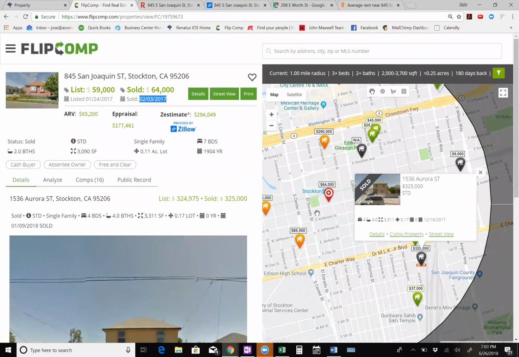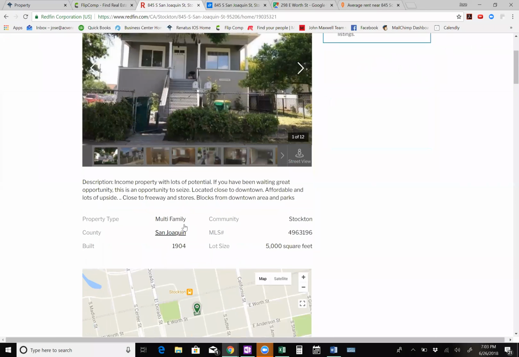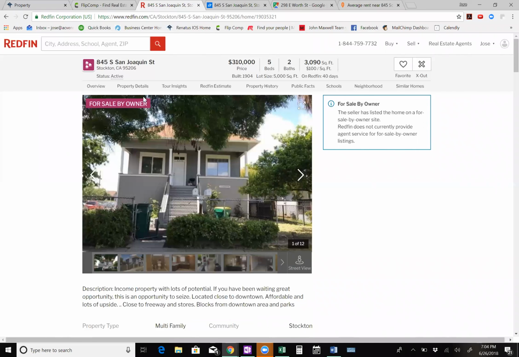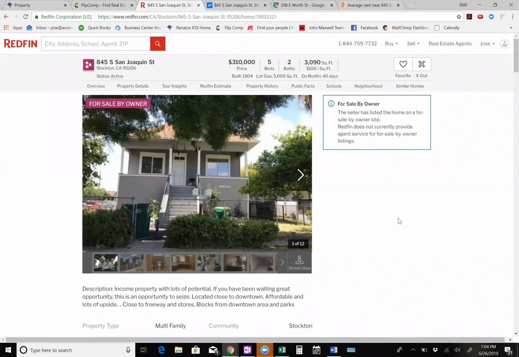Interesting. This one's a little tougher to comp out. This one's for sale by owner. So if you look on Redfin, it's for sale by owner. It's active. Been on Redfin 40 days. It says it's a 5-bedroom, 2-bath. See that? So that's why you want to look at all these different things, because you're gathering information. When this one's telling us it's a 7-bedroom, 2-bath, it's a typo, right? So that's why we like to look at all different angles of it.